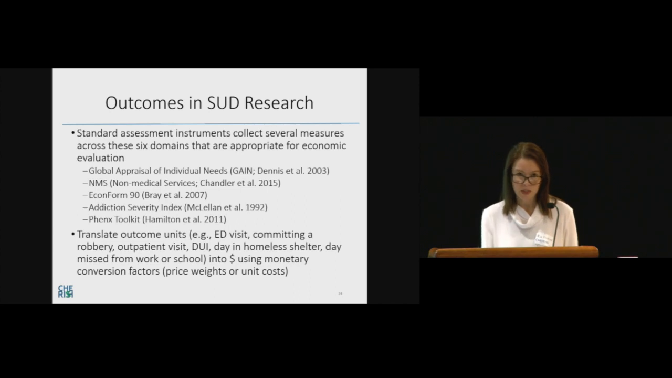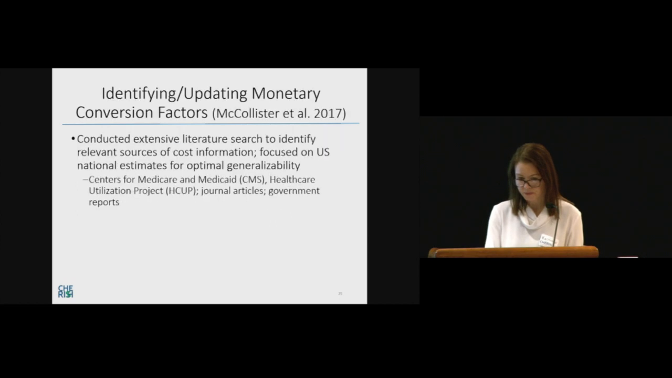So what is the approach? You're taking units like an emergency department visit, committing a robbery, an outpatient visit, a DUI, a day in a homeless shelter, a day missed from work or school. These are counts of things that we can then look to the literature to find the dollar value of. We're talking about how we translate changes in outcomes into economic benefits. You want to look at reductions in visits and the value of those reductions, and fewer robberies and other offenses and the value of that reduction in crime, and so on. Let's move on to the next one.